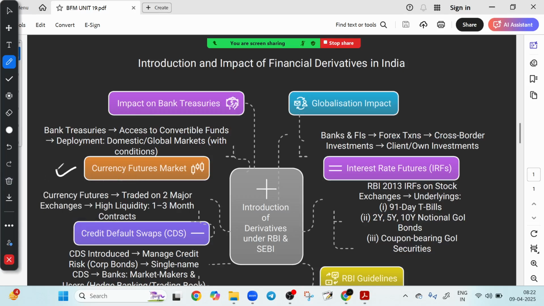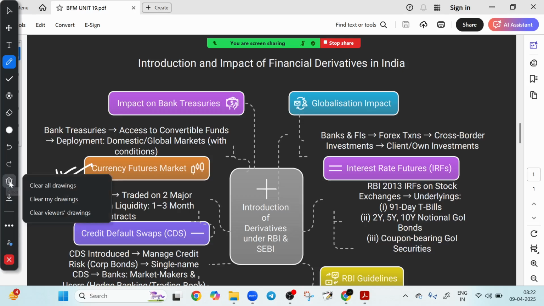Third thing we have is the currency futures market. Currency futures are traded on two major Indian exchanges. So remember, what are their features? They offer high liquidity and short-term flexibility, typically in 1 to 3 month contracts, which is a go-to choice for corporates and investors managing currency risk. So those who are managing currency risk can go to this currency futures market. This is a very good choice for them.